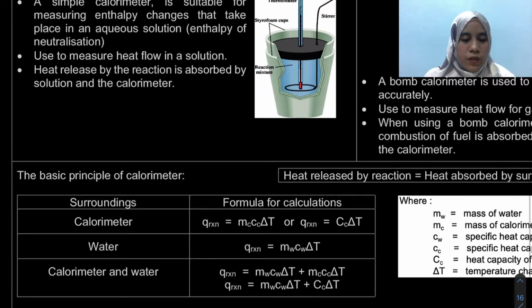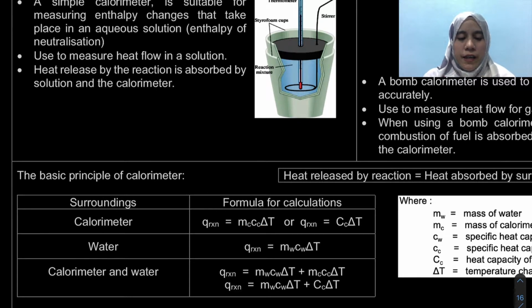Okay, first, the surrounding is the calorimeter, when the heat is absorbed by the calorimeter itself. So Q is our heat released, equal to the heat absorbed by the surrounding. Here it seems like a lot of letters, kan.